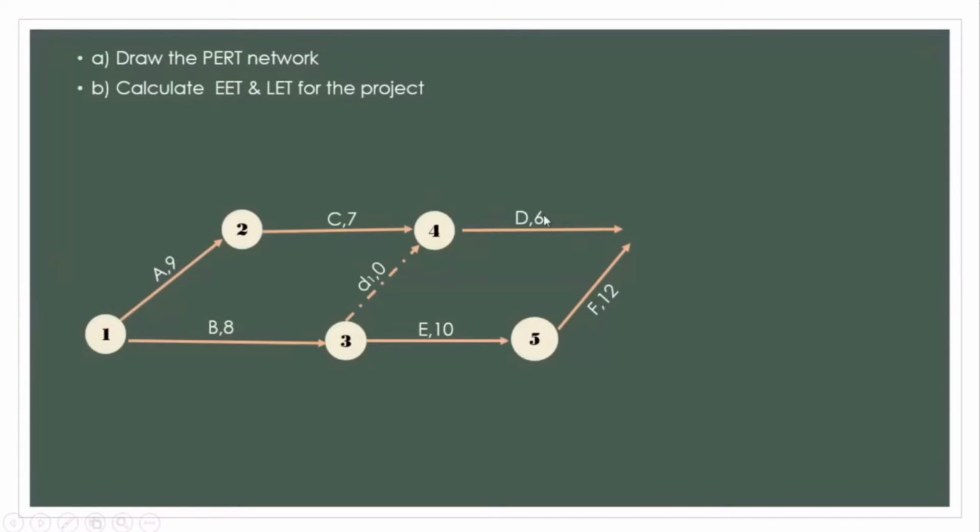For the last one, we have G coming out from D and F. So I can finish them at one point. That is why I make an arrow like this here and here, so I can finish up the event. So this is event number 6 coming out with G, 13, and finishing with event 7. So I'm going to proceed with the calculation of EET and LET.